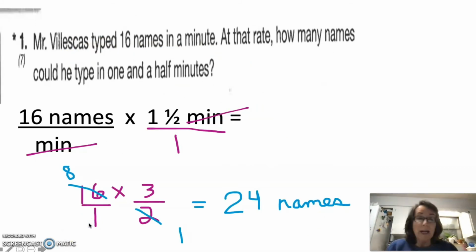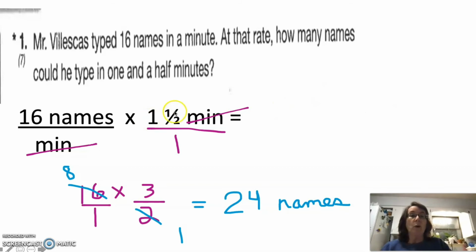Now we're on number 1 of our written practice. It says, Mr. Velasquez typed 16 names in 1 minute. At that rate, how many names could he type in 1.5 minutes? Okay, so I wrote your problem here. 16 names in 1 minute times 1.5 minutes. So I put a 1 on the bottom here, and I showed that our minutes are going to cancel, leaving us with names, which is what we want.